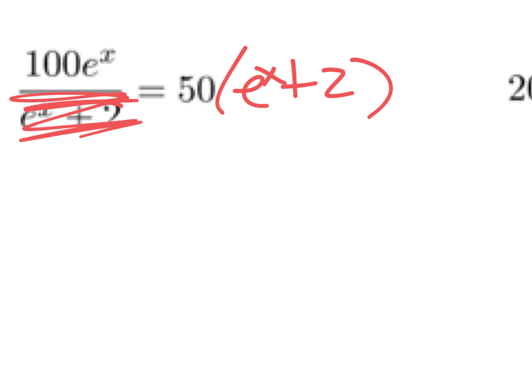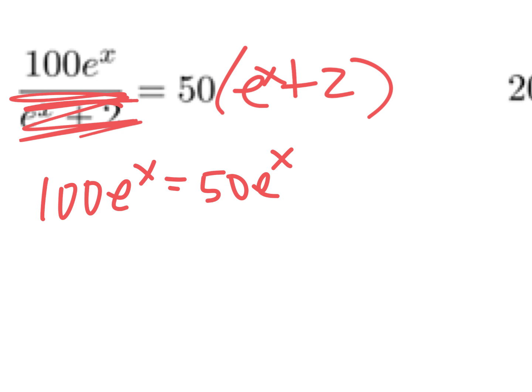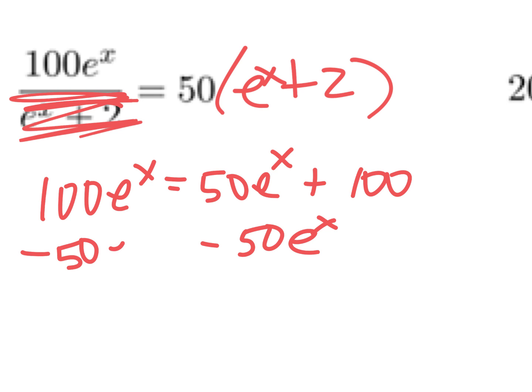I distributed the... All right, so we have 100 e to the x equals 50 e to the x plus 100. Now what? I subtracted 50 e to the x. Ooh, I like it. Subtract 50 e to the x. If you had tried to put a log in on both sides, it would not have worked at this point. So I'm glad you did it this way.